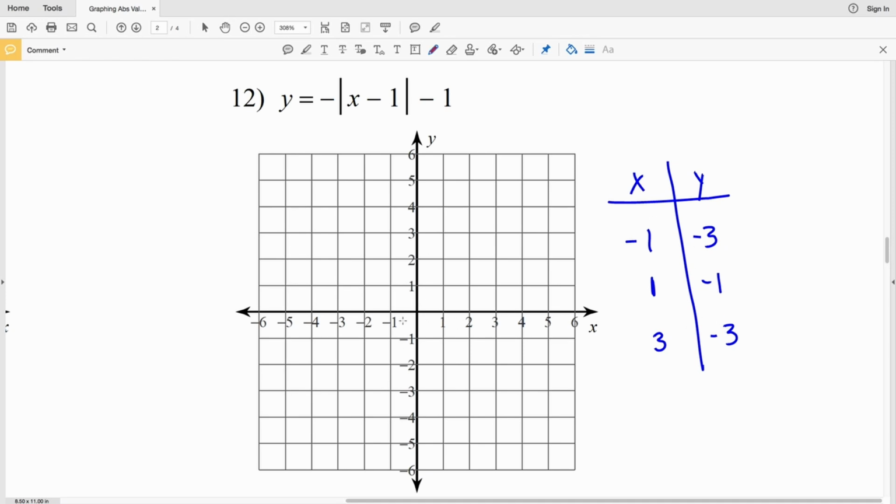Let's go ahead and plot these 3 points. So we have (-1, -3), (1, -1), and then (3, -3). And then you just draw your 2 straight lines that connect into the vertex to get the graph for this absolute value equation.